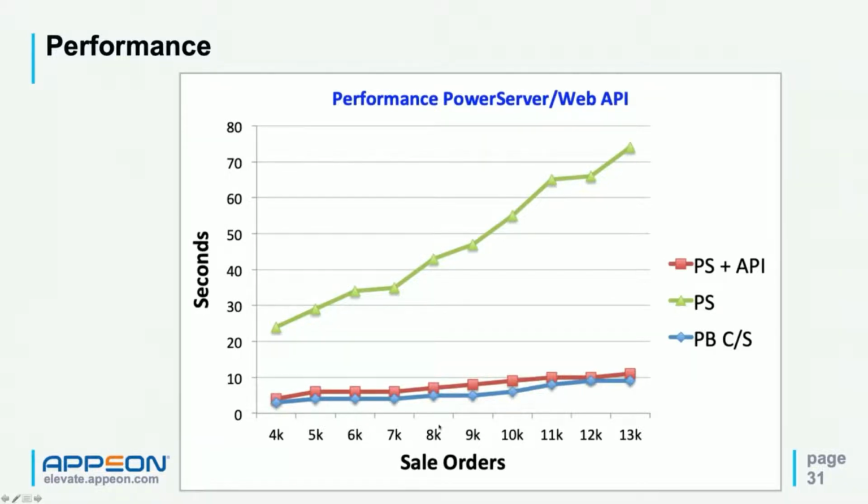Baseline is PowerBuilder client server. Pure PowerServer, the green line, is not going to scale up because business logic is delivered to the client and there are too many round trips to execute interrelated server calls. By moving the business logic to C# Web API, we get back the maximum performance, so the red line.